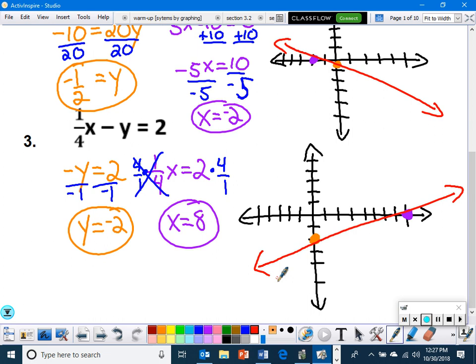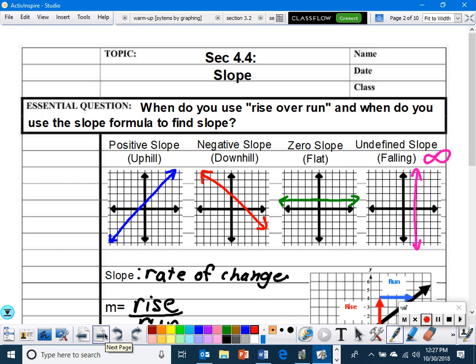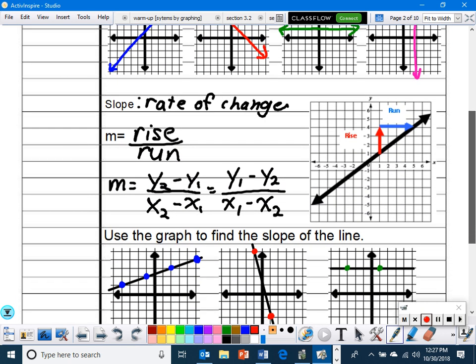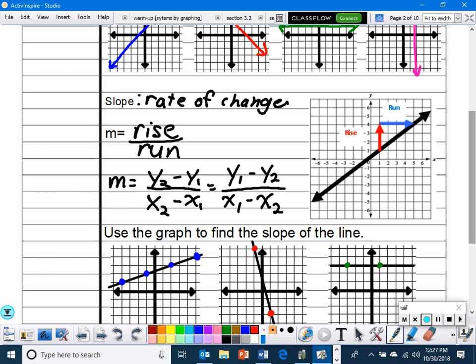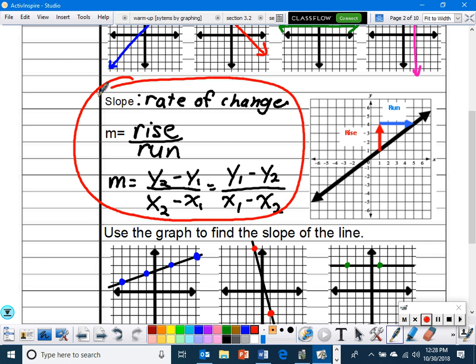And now we're going to continue with notes. Just a real quick review. You took notes in algebra on slope, section 4.4. At any point in time you need to pull these out, please do so from algebra, especially this part right here. You need to know that slope is rate of change, rise over run, and to find the slope, you're going to take y2 minus y1 and divide it by x2 minus x1.